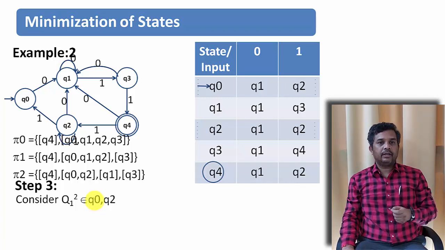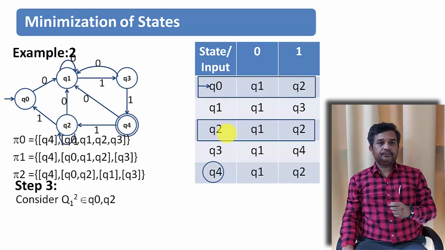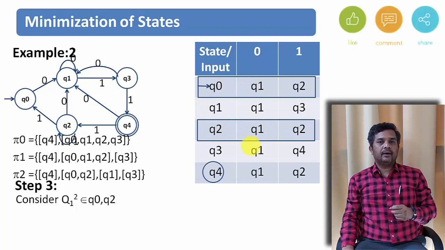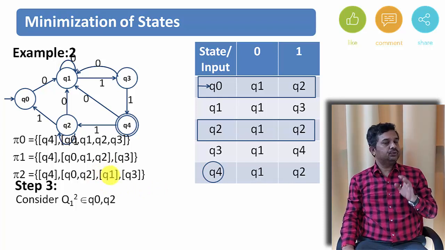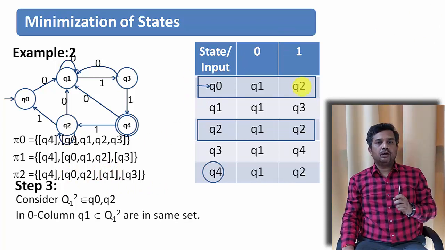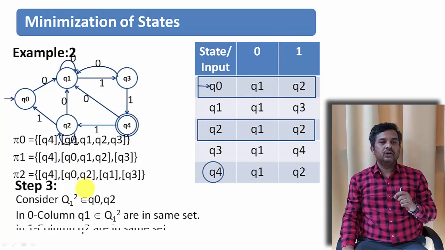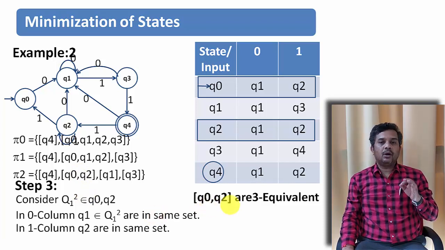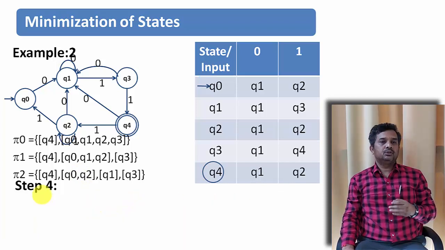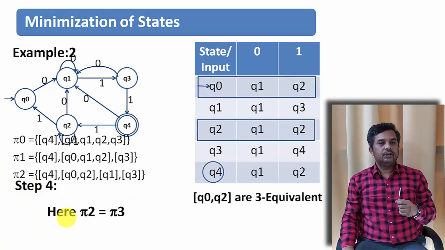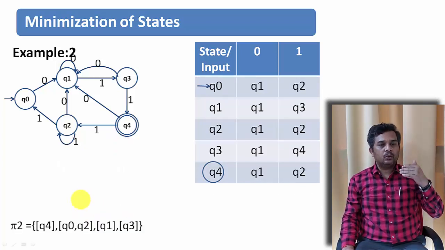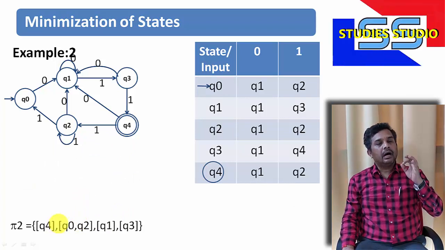So you need to take Q0 and Q2 and concentrate on these rows. Q0 on 0 is Q1, Q2 on 0 is Q1. Both of them belong to this particular partition. So no problem. Then Q0 on 1 is Q2 and Q2 on 1 is Q2. So Q2 belongs to this partition. So there is no problem. You can say Q0 and Q2 are 3-equivalent. So you got another pi, that is pi 3, that is same as pi 2. So you reached a condition where pi 2 equals pi 3. So we'll stop here and we'll go to the next step, that is writing our DFA.